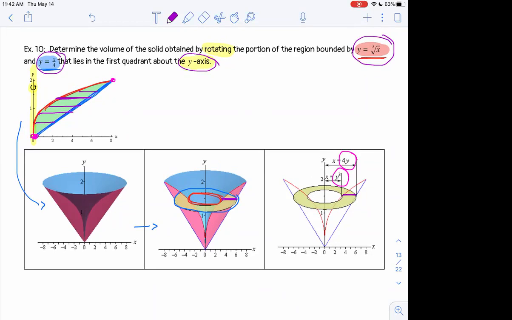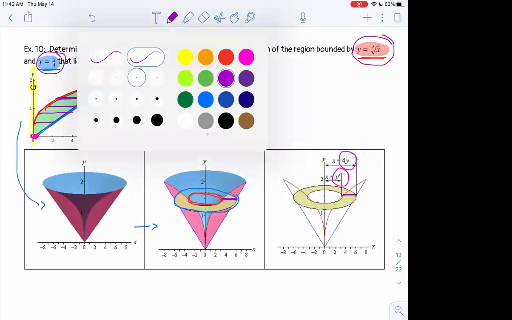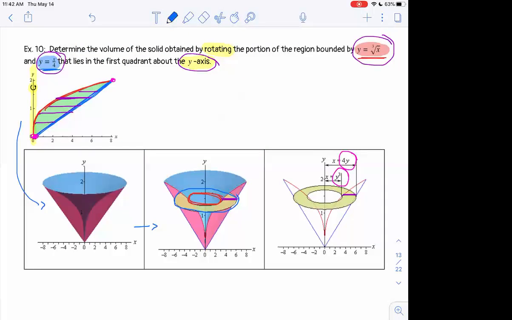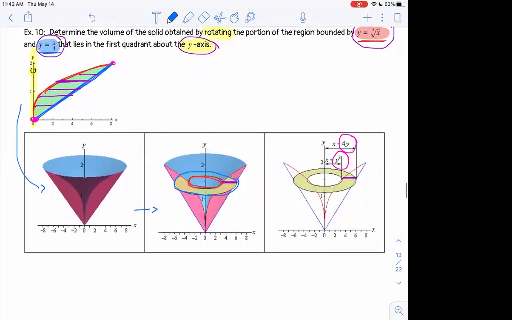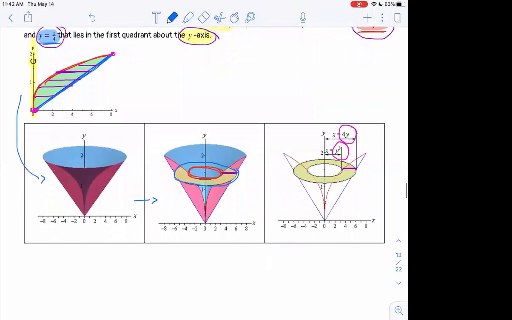And we know that if we're doing dy, we need our equations to have y's in them and not x's, okay? So that's why this is a 4y and a y cubed, and it also represents that horizontal distance, okay? So we need an x equals. So let's use all that information to set up our volume formula.